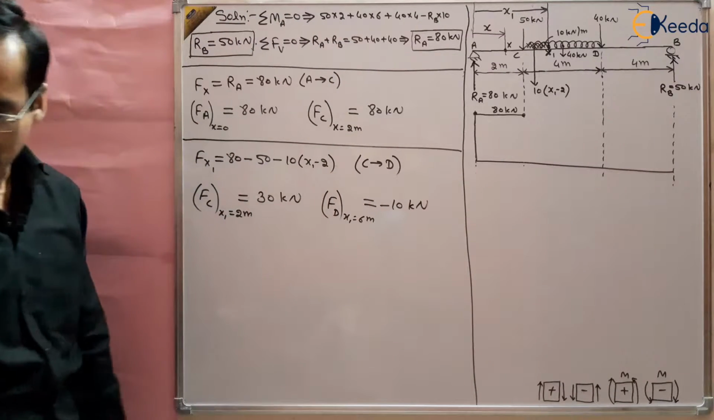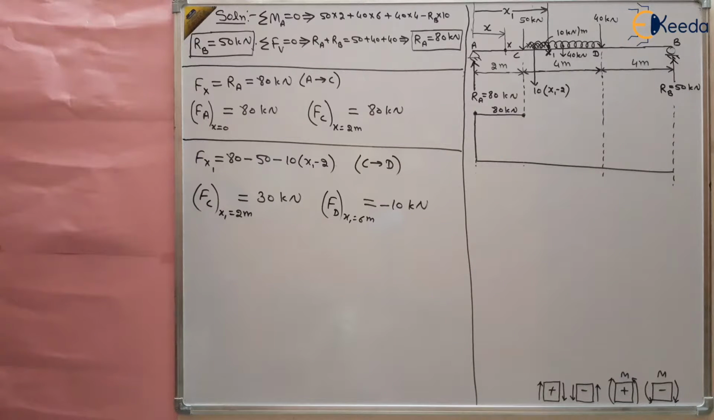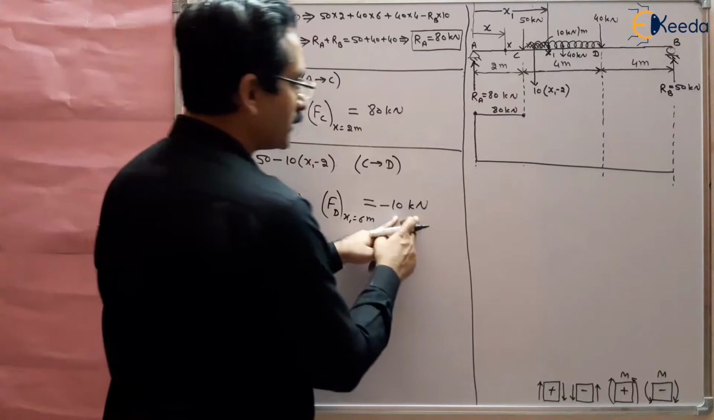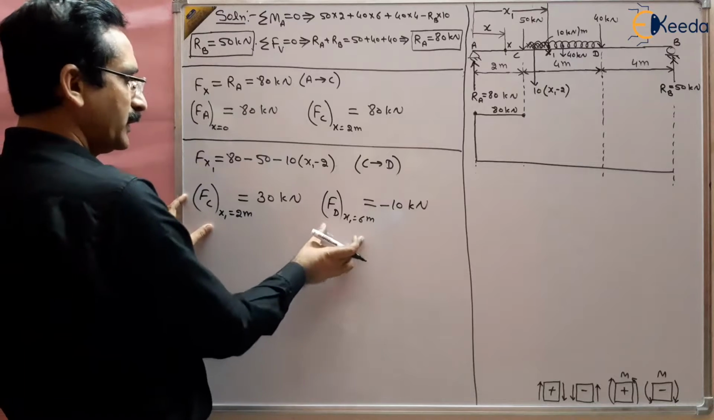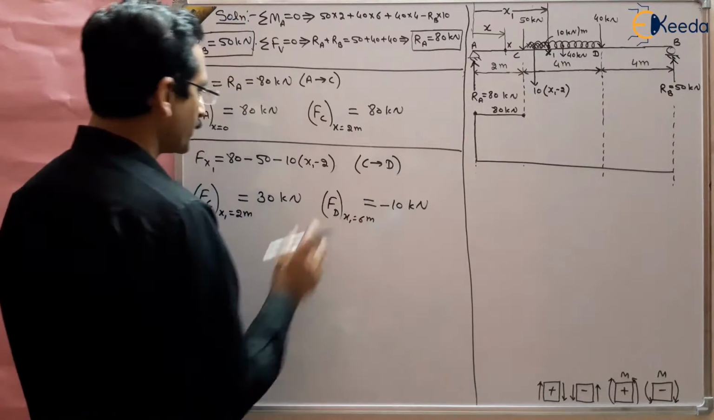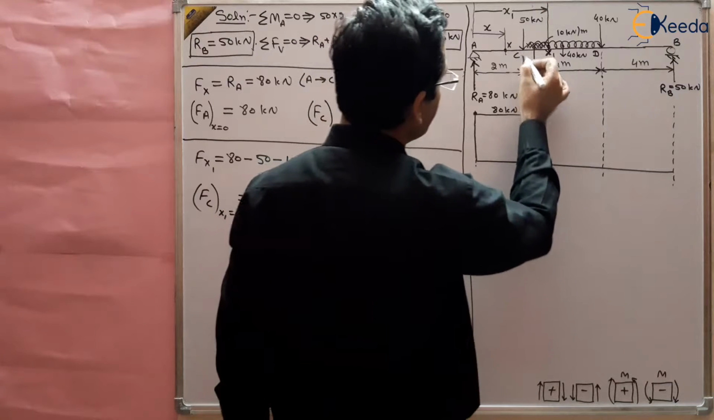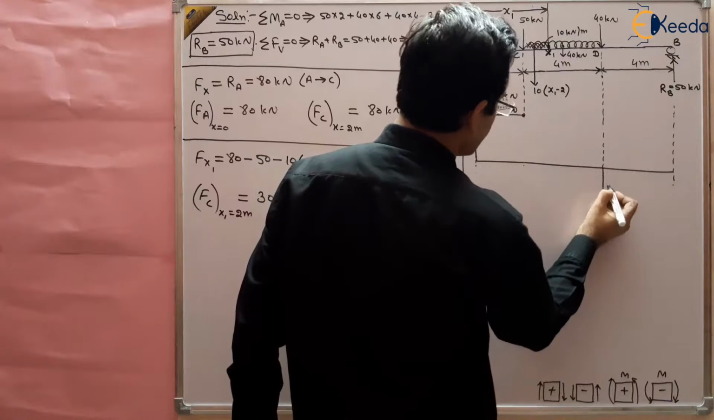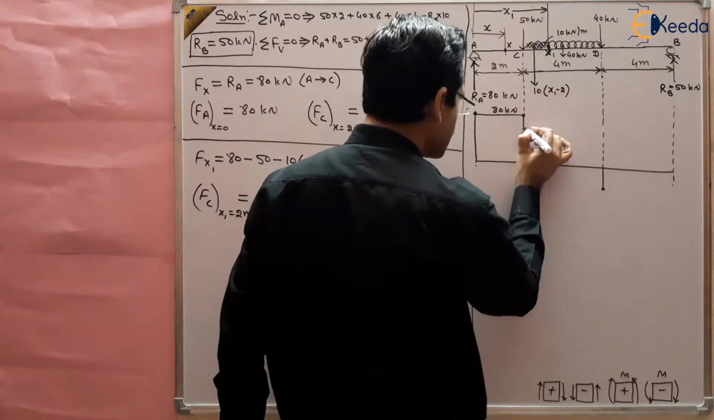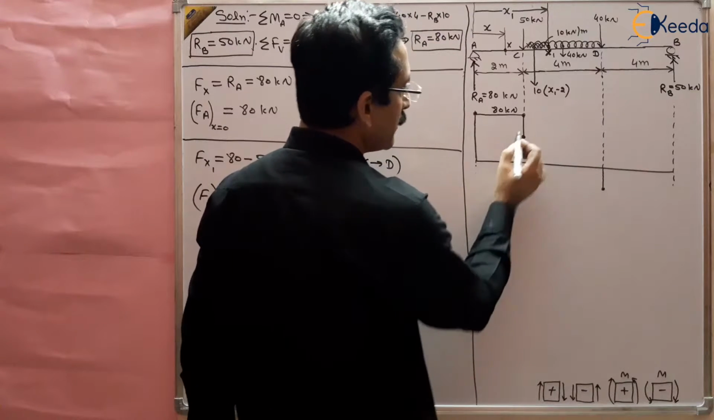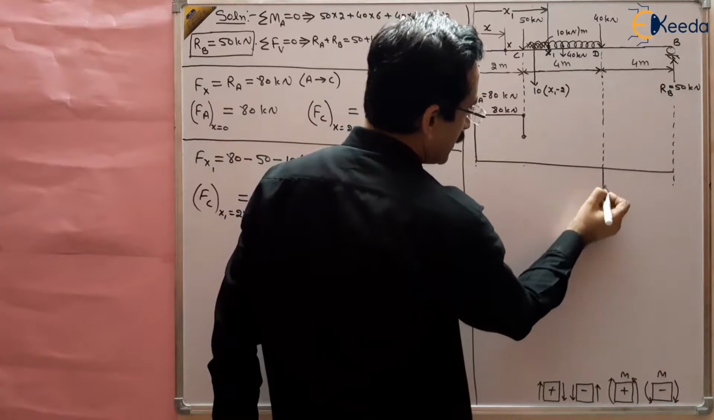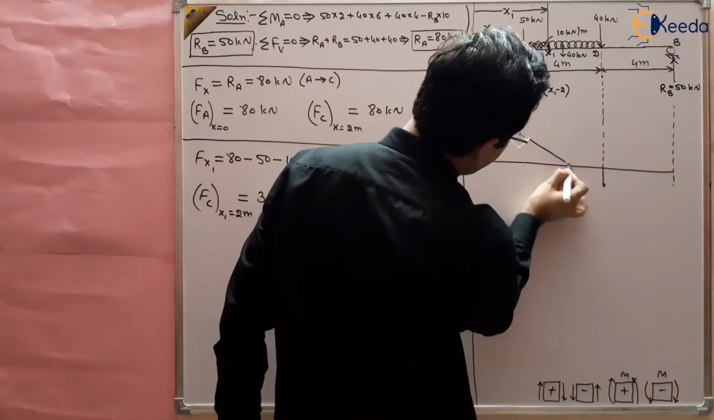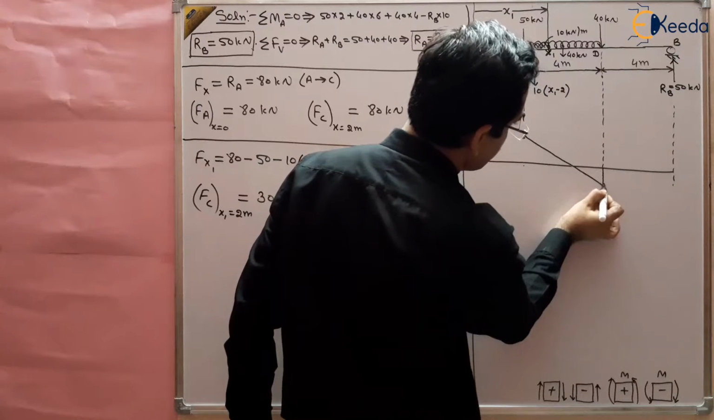Put here and you will get the value as minus 10 kilonewton, right? So this is a linear variation from 30 kilonewton to minus 10 kilonewton. From C to D, the variation is 30 kilonewton to minus 10 kilonewton. So from C to D in the negative direction, suppose this is 10, and from 30, say this is 30, from 30 to 10, and there is a linear variation.